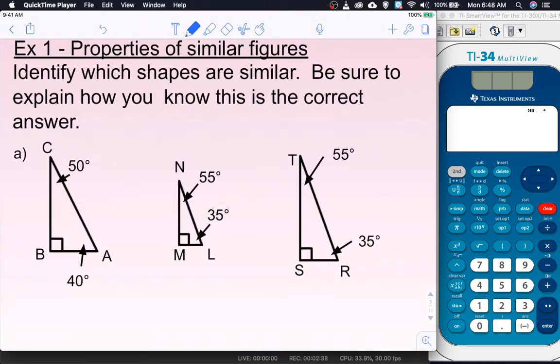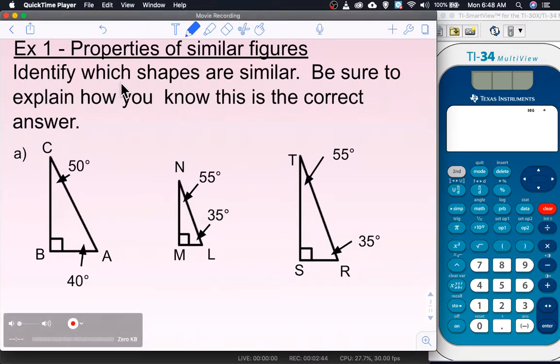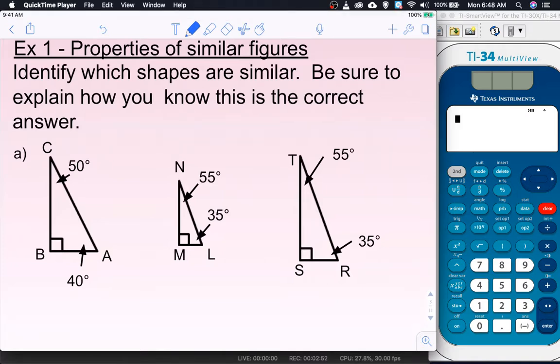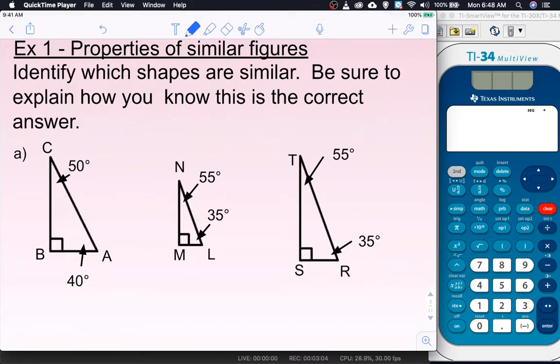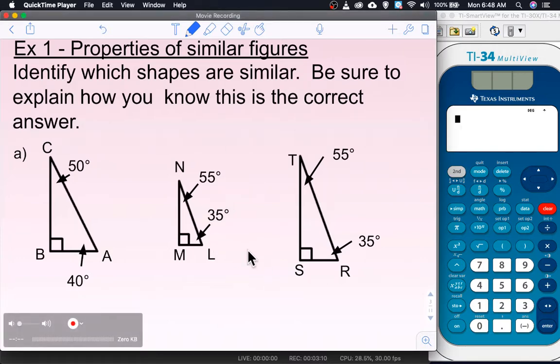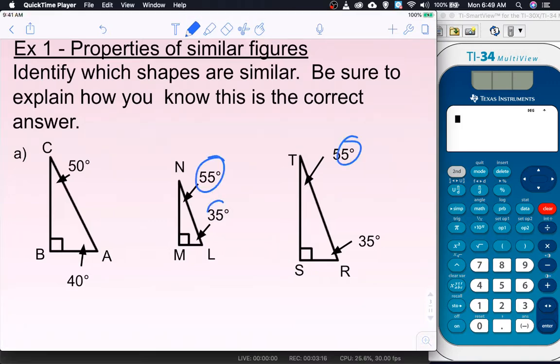Now, without even showing you how to do this lesson yet, right here, our goal is to identify which shapes are similar. Be sure to explain how you know this is the correct answer. I bet right now I can say, I want you to find which two triangles are similar. And you could probably do this right now. Think about it. Which of these three triangles, which two do you believe are similar? Most students say these two because they have the same angles: 55, 55, 35, 35, 90, 90.